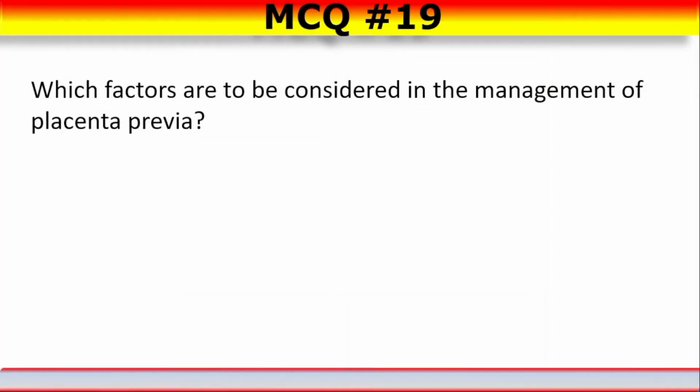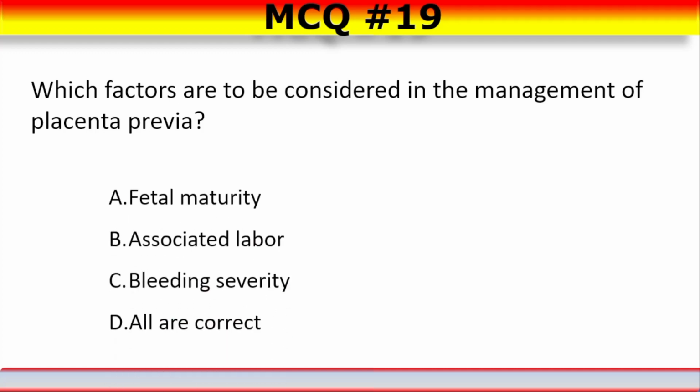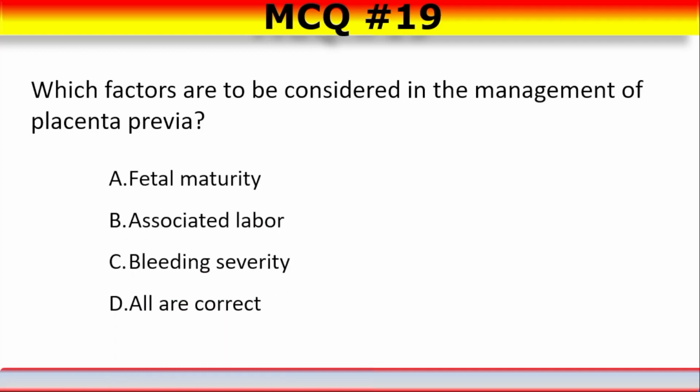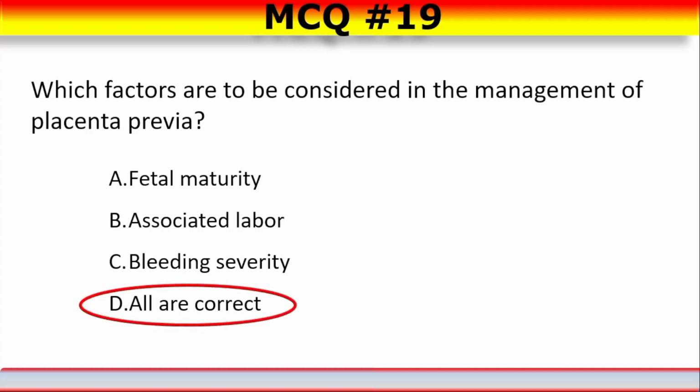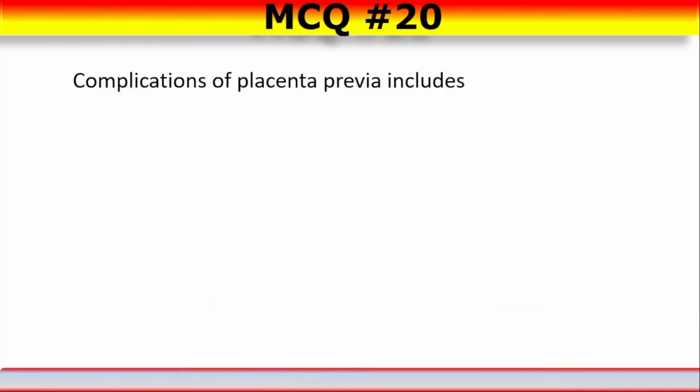Question number 19. Which factors are to be considered in the management of placenta previa? A. Fetal maturity, B. Associated labor, C. Bleeding severity, D. All are correct. The correct answer is D. These three conditions should be considered in the management of placenta previa. So don't forget these three conditions.